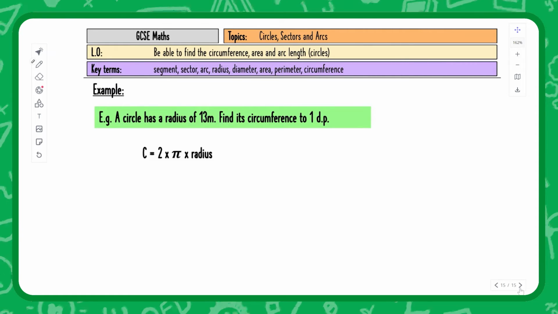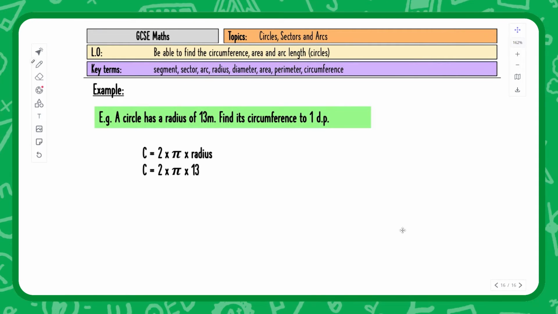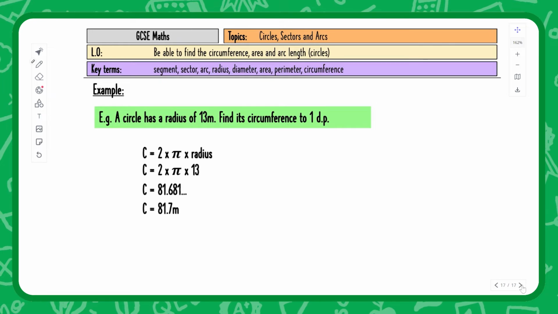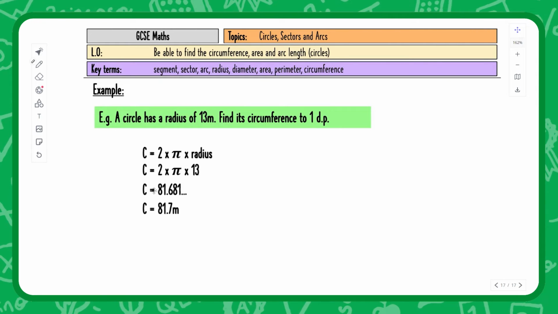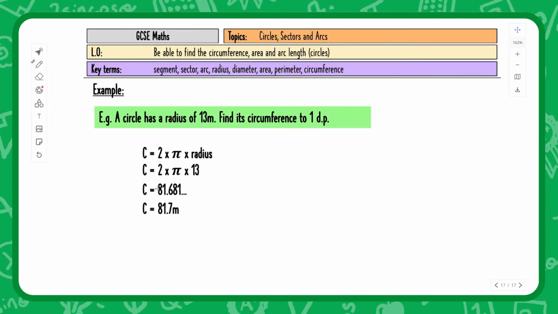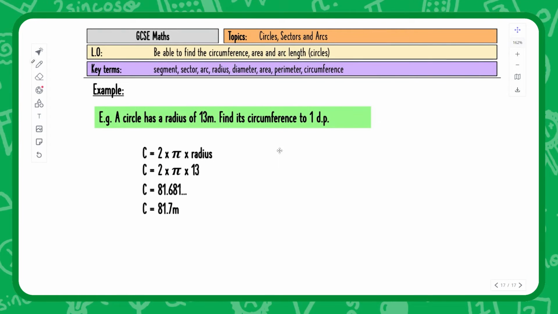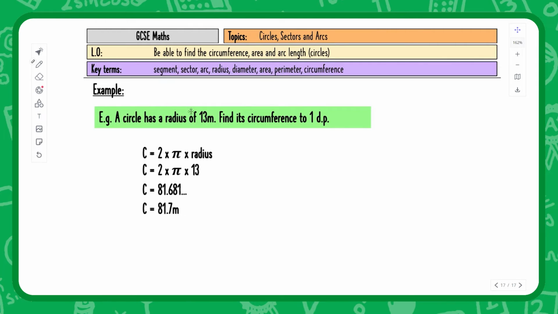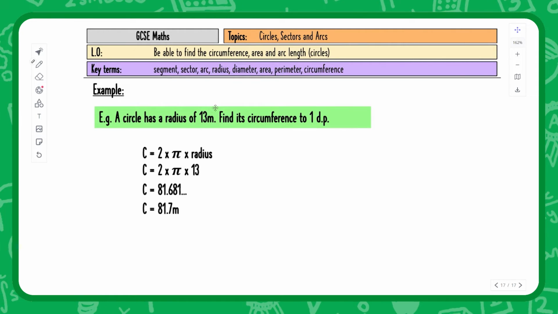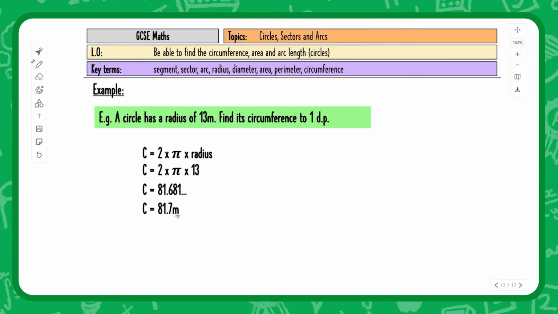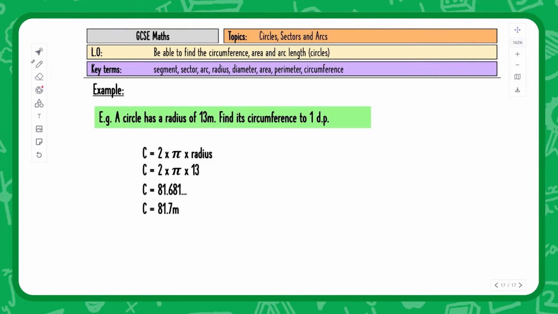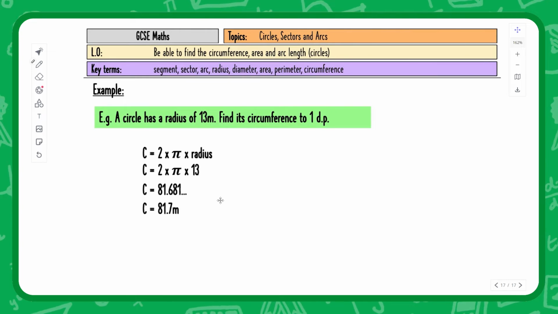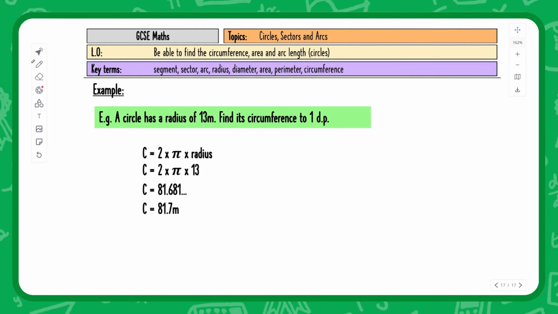So substitute in your value for the radius. Plug into your calculator 2 times pi times 13. And that will give you 26 pi, which gives you 81.681. And the question asked us to round that to one decimal place. So it's 81.7, and the unit was here in meters. Make sure that you have the correct unit. We're only dealing with lengths here, it's perimeter. So it would not be meters squared or meters cubed, it is just meters.